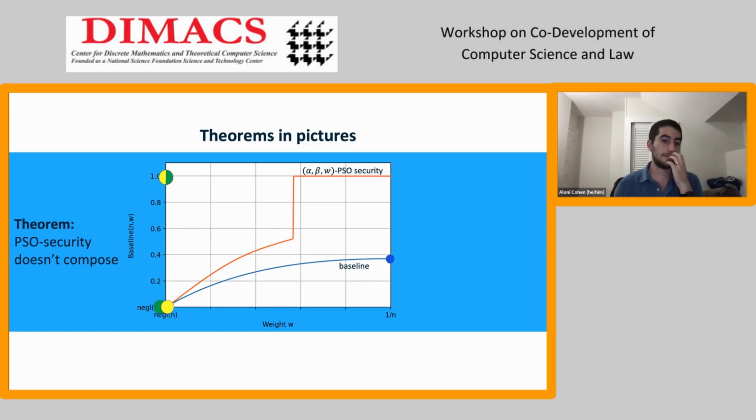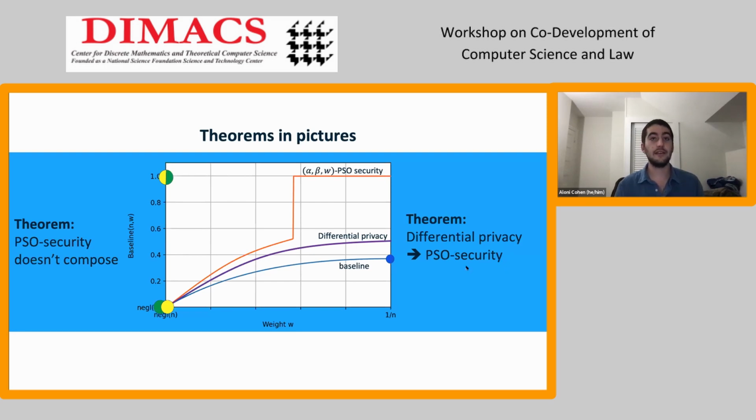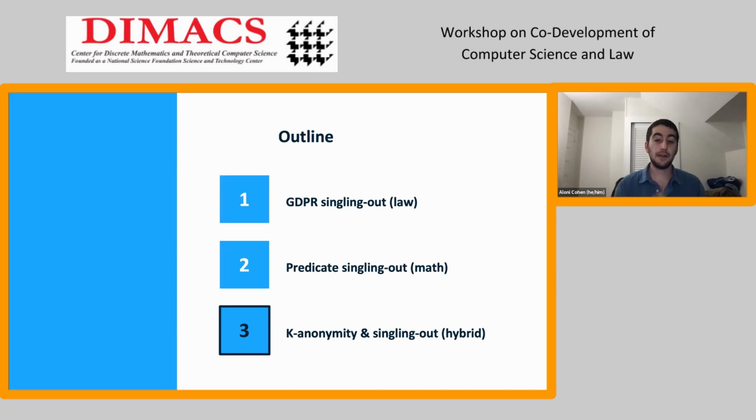That's the theorem statement. You can also show that differential privacy implies PSO security. So DP gives you this purple line. It'll satisfy any one of our family of security definitions. But we don't have time for those. I want to tell you about k-anonymity, not because I particularly care about k-anonymity, but it's the best illustration of negative results and allowing us to prove hybrid legal technical statements.